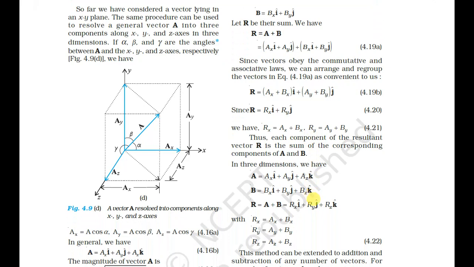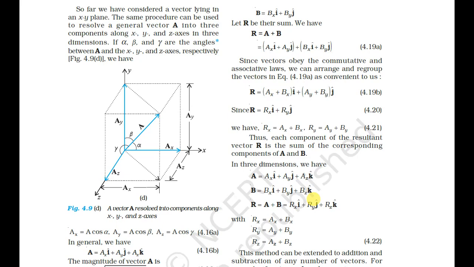In three dimensions, we have A equals Ax i cap plus Ay j cap plus Az k cap, and B equals Bx i cap plus By j cap plus Bz k cap. The resultant vector is R equals A plus B, which equals Rx i cap plus Ry j cap plus Rz k cap. So Rx equals Ax plus Bx, Ry equals Ay plus By, and Rz equals Az plus Bz.